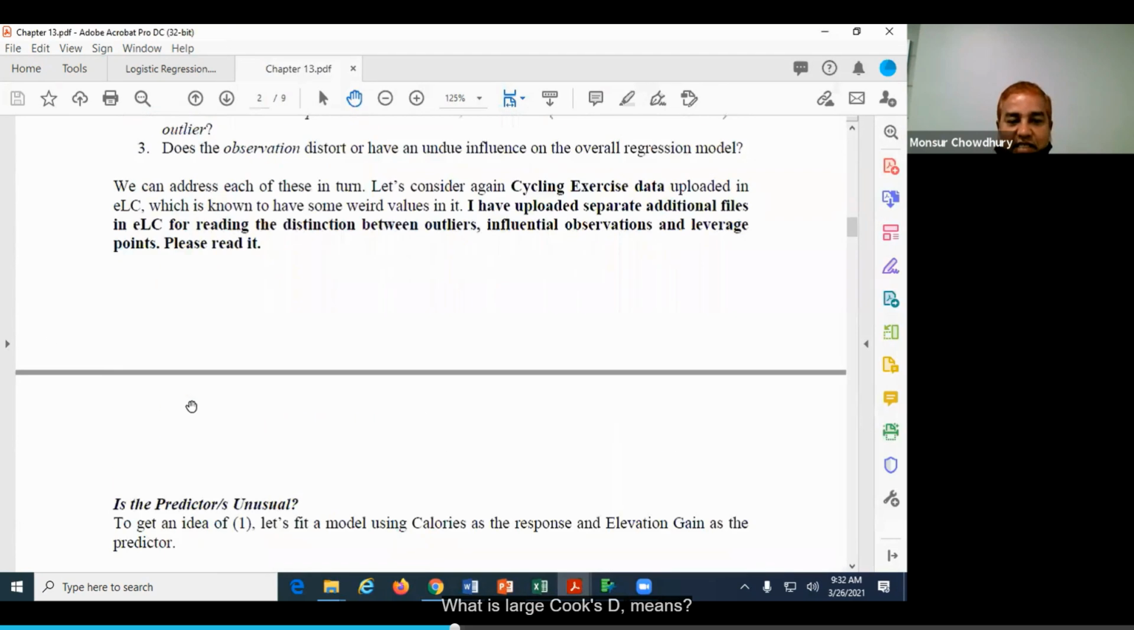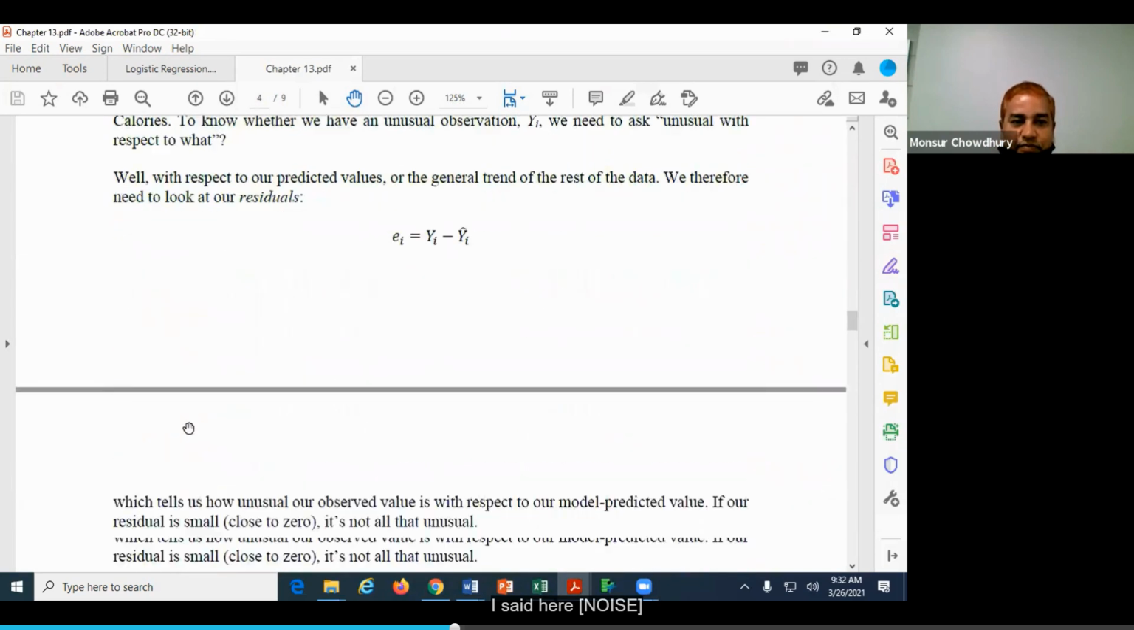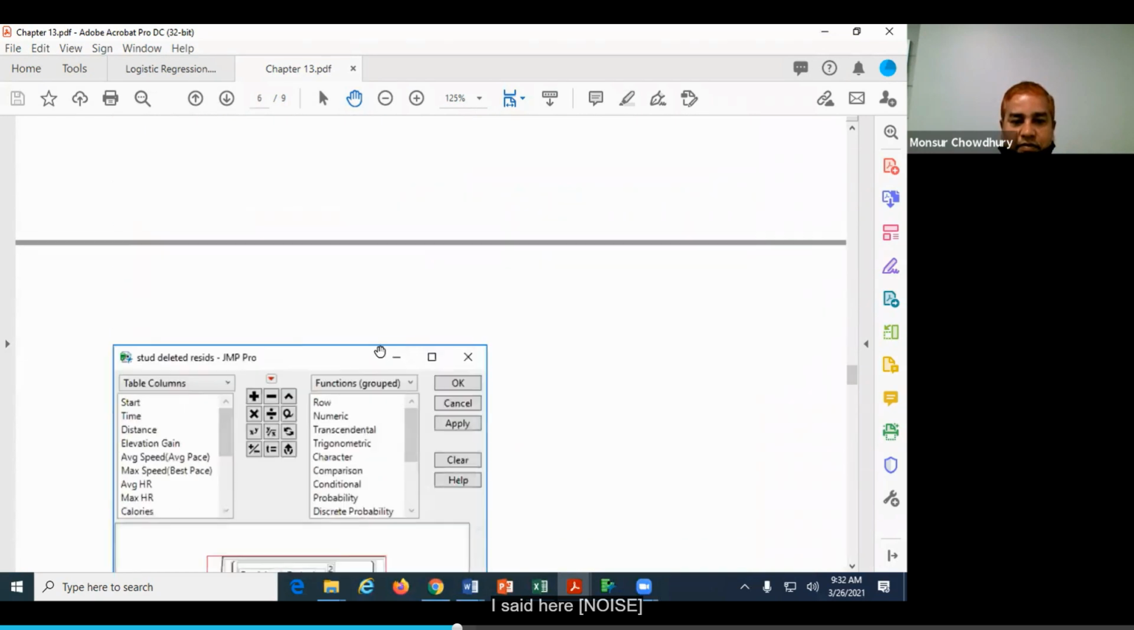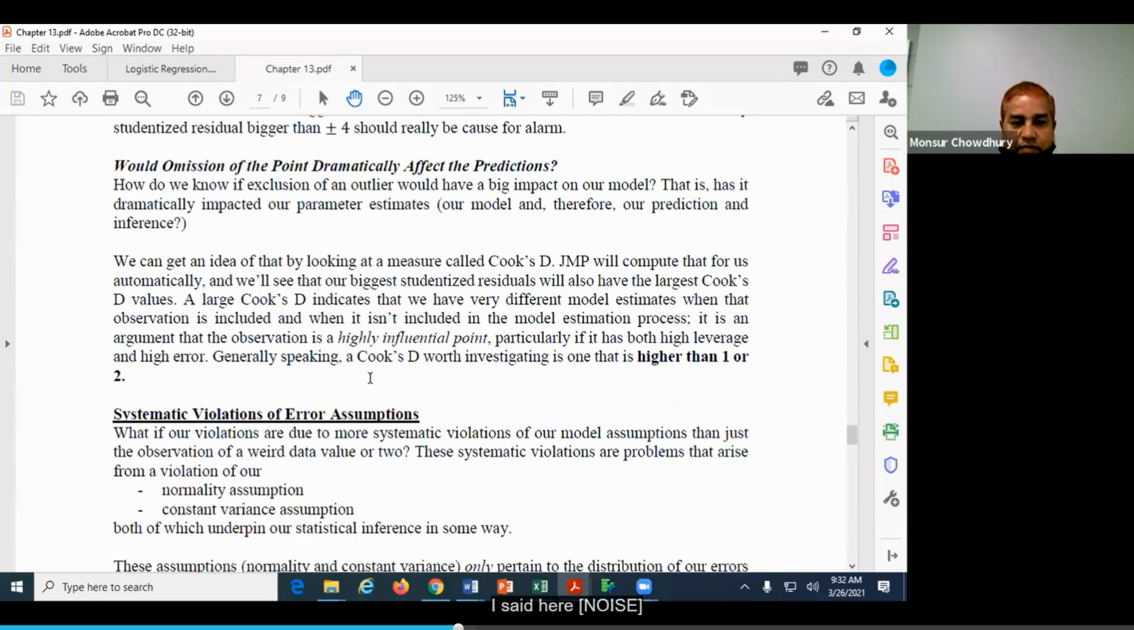And what does a large Cook's D mean? I said here that a large Cook's D indicates we have very different model estimates when that observation is included and when it is not included in the model estimation process. So it is an argument that the observation is a highly influential point, particularly if it has both high leverage and high error. Generally speaking, a Cook's D worth investigating is one that is higher than 1 or 2.